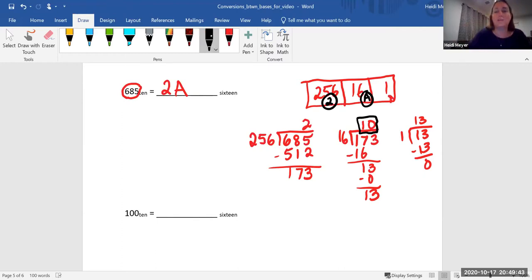So our answer here is 2AD. No, it's kind of pushing it. That's pretty different for us. We're not used to having numbers that are letters. I'm not talking about algebra. These aren't variables. This is 2AD, which is 2 groups of 256, A groups or 10 groups of 16, and D groups, which is 13 groups of 1.